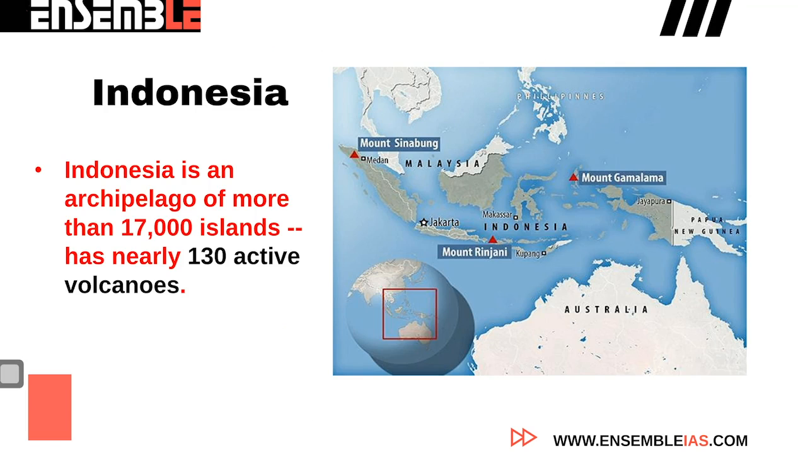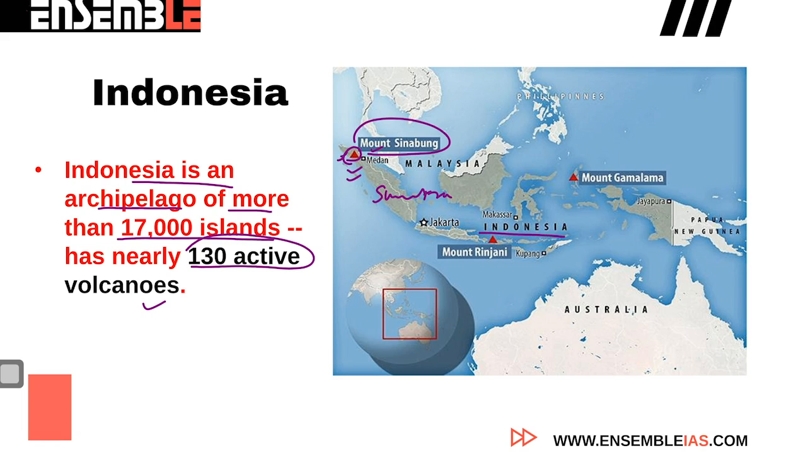Moving towards the next, Indonesia is an archipelago of more than 17,000 islands, and it has nearly 130 active volcanoes. Mount Sinabung is one of them. Here again in this image you can see that this is Sumatra, and at the northern tip is Mount Sinabung. Apart from that, in Indonesia the other current active volcano is Mount Rinjani. So this is the location of Mount Rinjani, and another active volcano is Mount Gamalama. So Gamalama is another one.